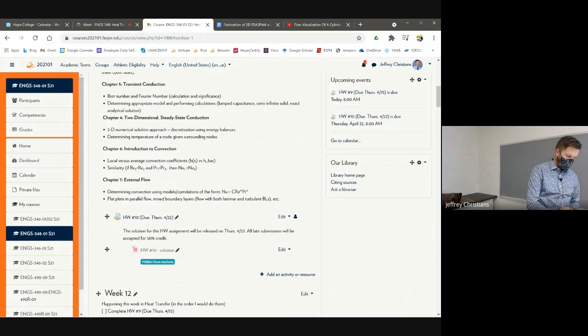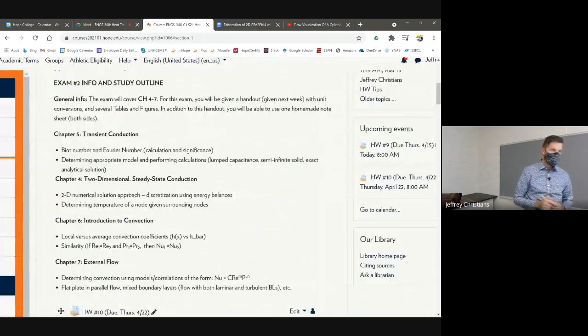I have here, you can see, my study outline. It's going to be a similar format to the last exam, where there are maybe a couple of shorter problems and 2 longer problems. It's going to cover the stuff that we did since the last exam. So it could cover transient conduction, like what we had our last quiz on, 2D conduction.